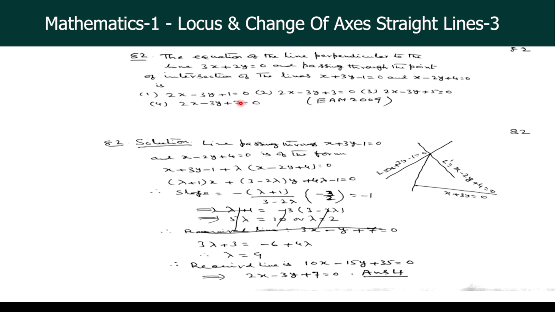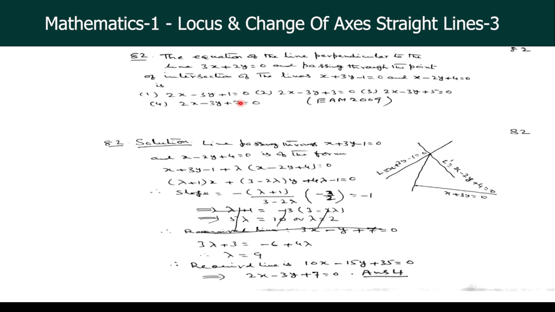You know that any line passing through the intersection of two lines L and L' is of the form L + λL' = 0, where λ is a parameter. In the present case, the equation of any line passing through the given lines is of the form x + 3y - 1 + λ(x - 2y + 4) = 0, or (λ + 1)x + (3 - 2λ)y + 4λ - 1 = 0.